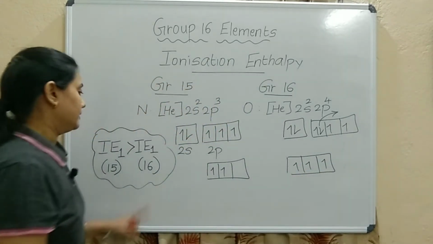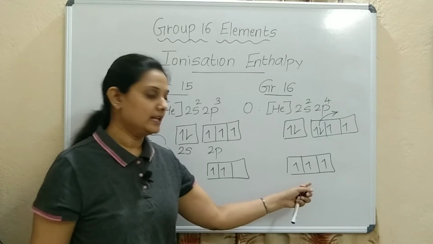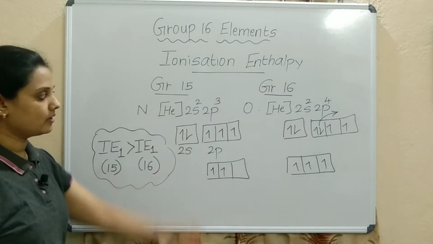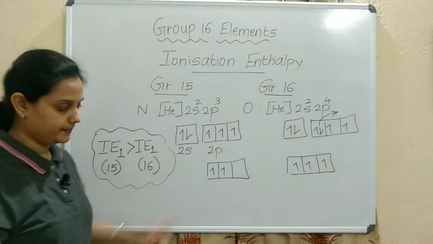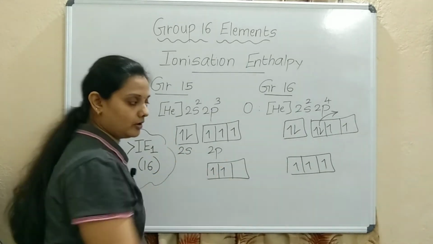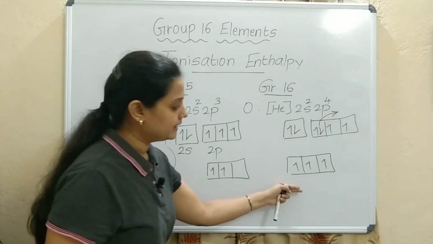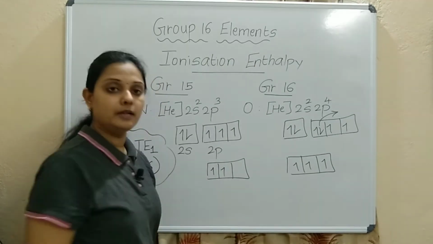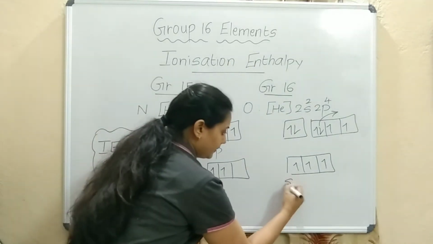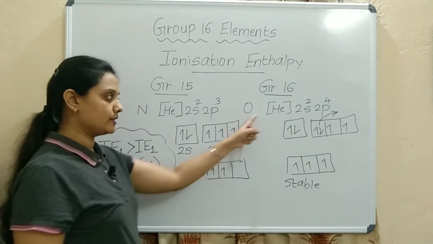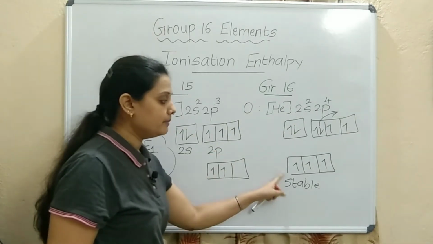Correct? With less energy, one electron is removed from oxygen. With more energy, one electron is removed from nitrogen. Okay, first ionization enthalpy. Now one electron is removed, so now the configuration, see, p orbital. In oxygen it becomes stable. After removal of one electron from p orbital in case of oxygen, now it becomes stable.